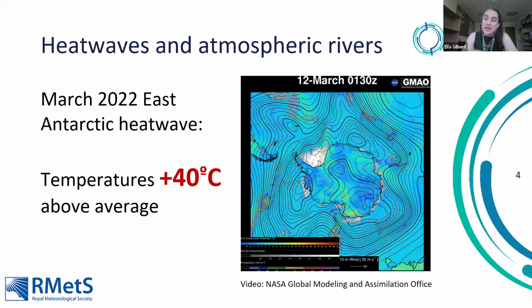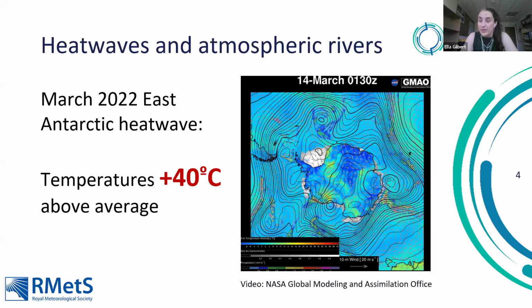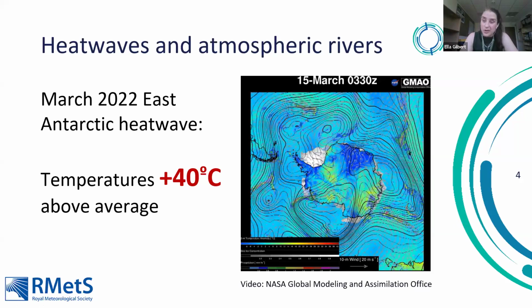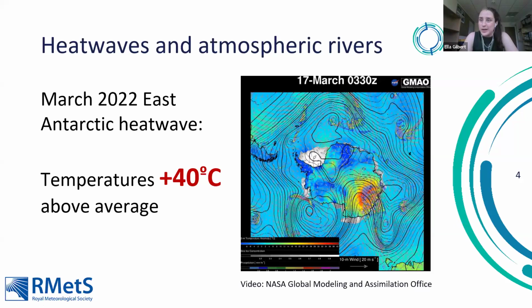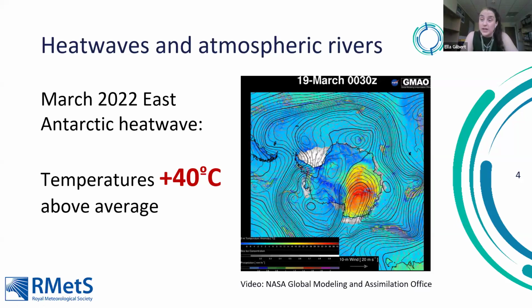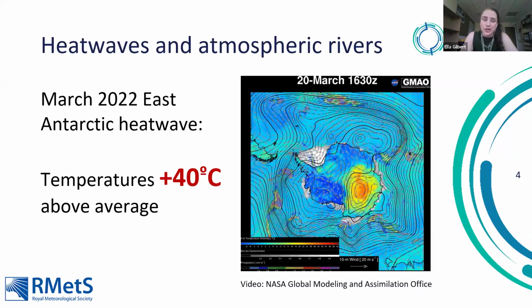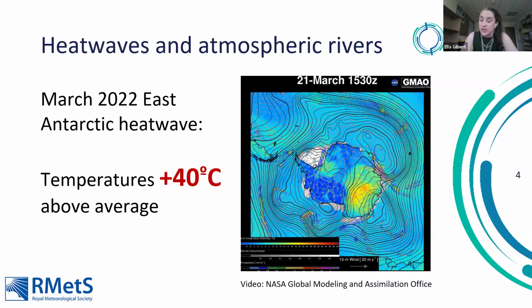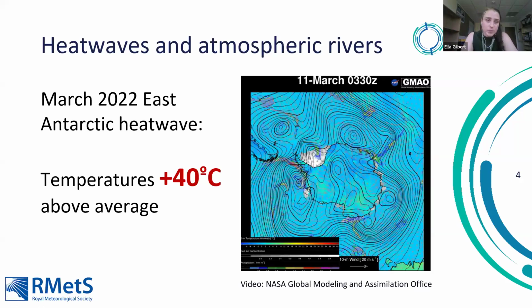And this caused a heat wave that drove temperatures from their normal, very sub-zero conditions to around 40 degrees Celsius above average, which is equivalent to, I don't know, in the UK, seeing a 55-degree day on a day like today. So it was a really enormous change in temperature that had very significant consequences for the ice sheet and also for the sea ice around the continent.